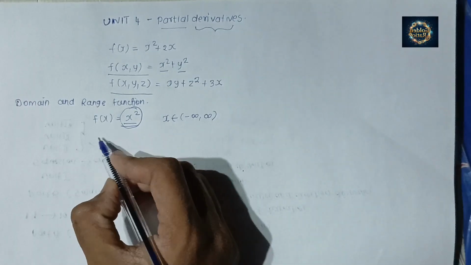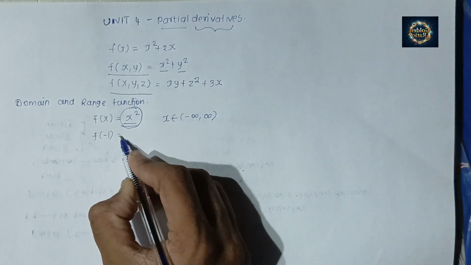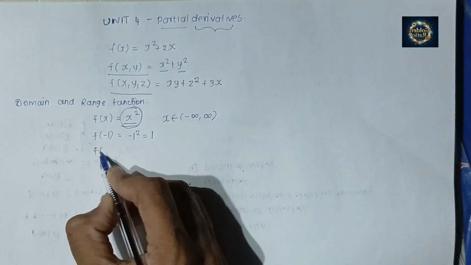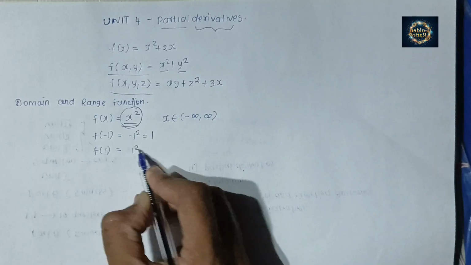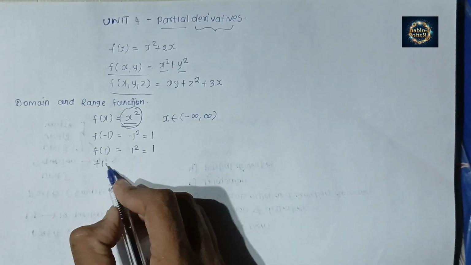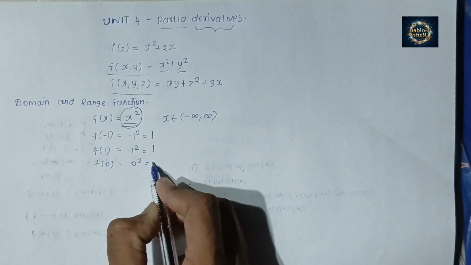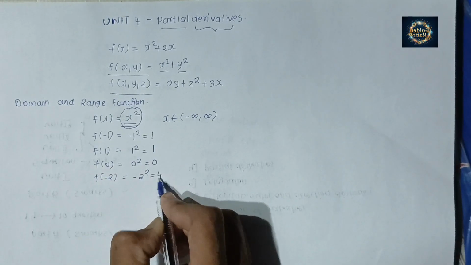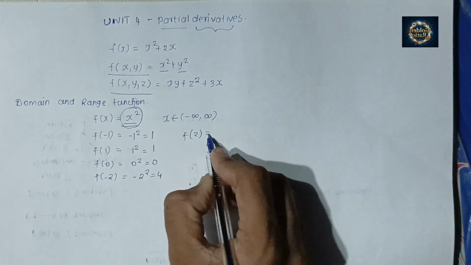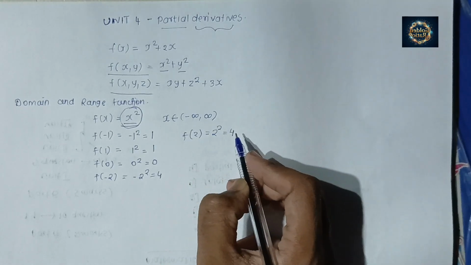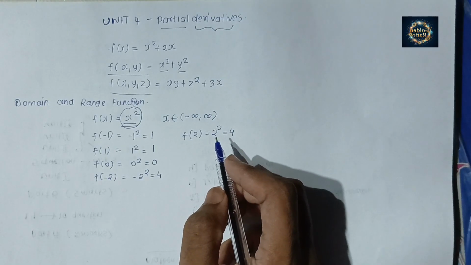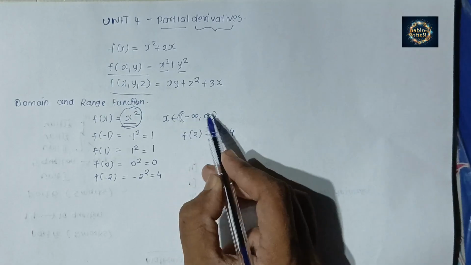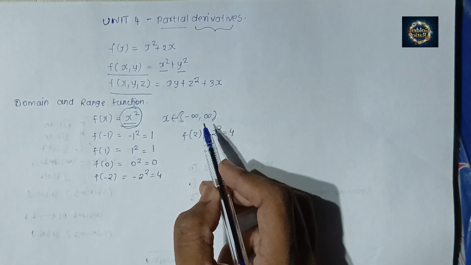If I give f of minus 1, what will be the answer? It is minus 1 square, so we will get 1. If I consider f of 1, I will get 1 square, which is equal to 1. f of 0 is 0 square, which is again 0. f of minus 2 is minus 2 square, which is equal to 4. And f of 2 is 2 square, which is equal to 4. By this it is clear that x can hold any number on the real line, that is minus infinity to positive infinity.